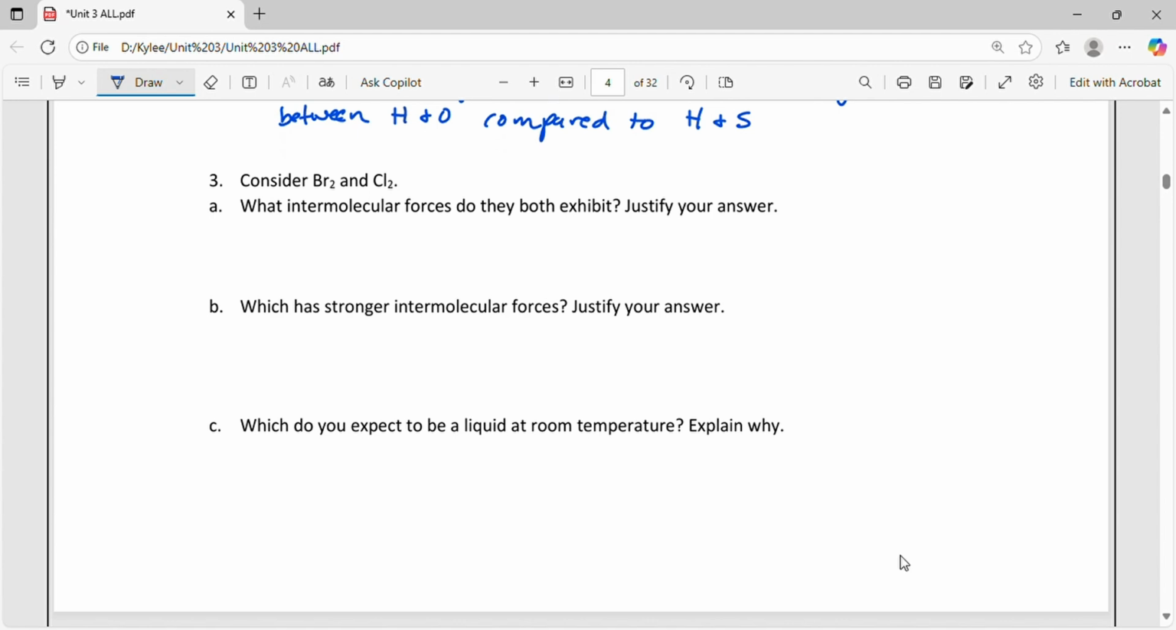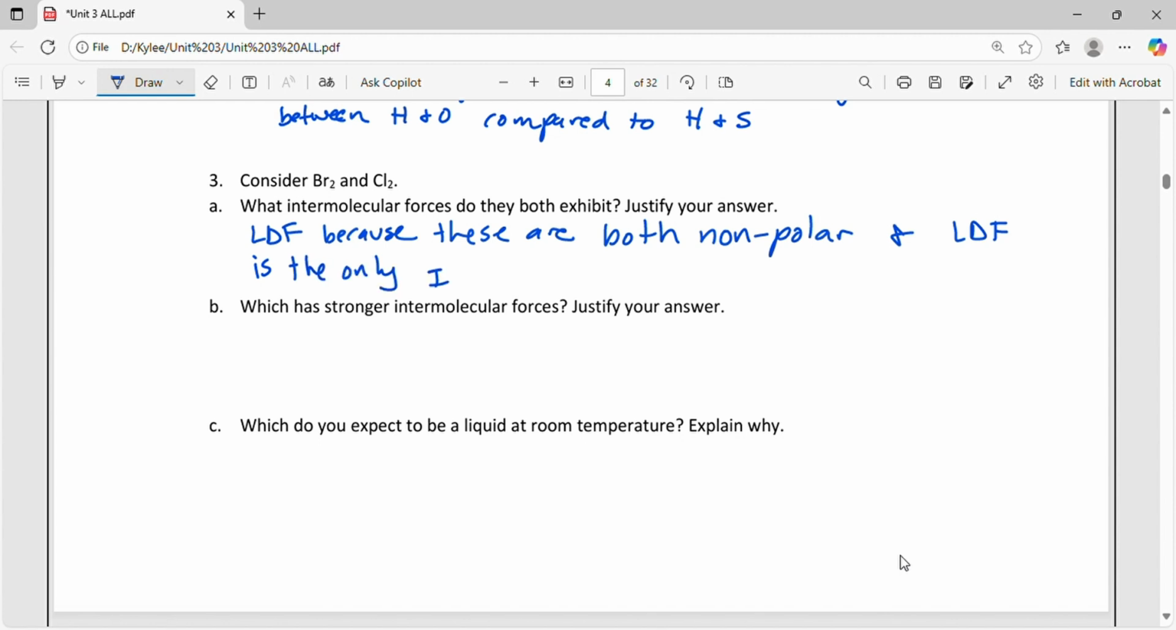Justify your answer. Well, both of these are compounds bonded to each other, which means they're going to be nonpolar. And the only IMF that nonpolar compounds experience is LDF. So LDF, because these compounds are both nonpolar. And LDF is the only IMF, intermolecular force, that nonpolar compounds exhibit. Which has the stronger of the LDFs?